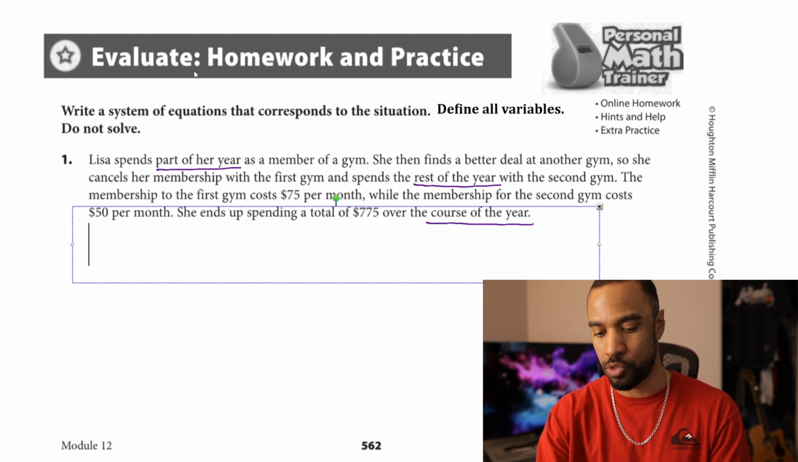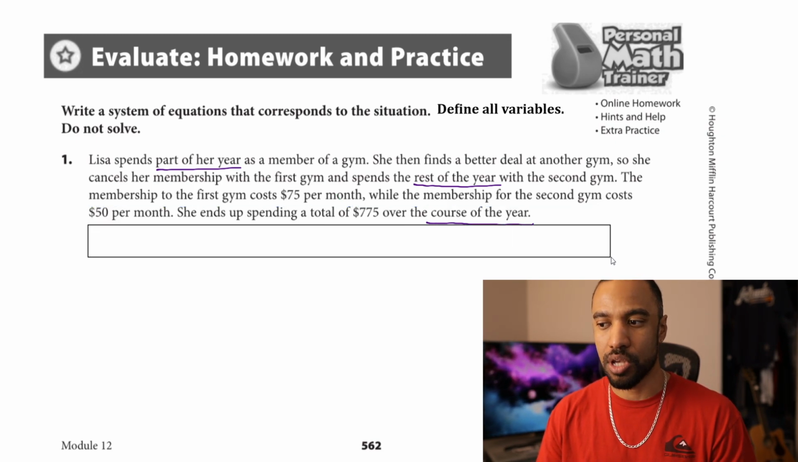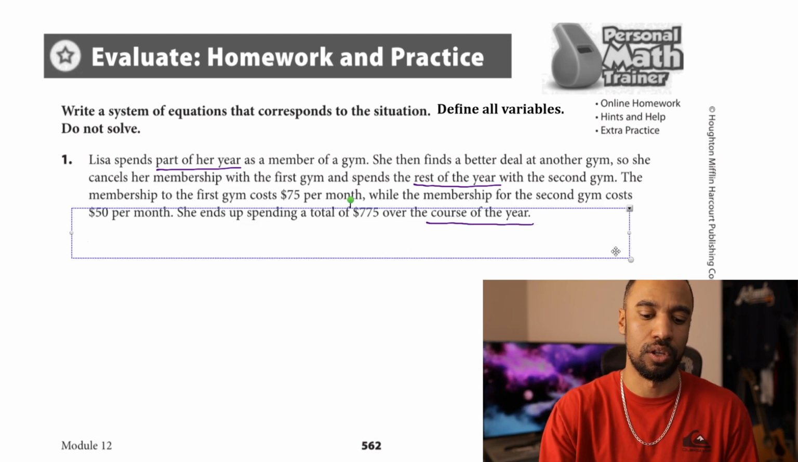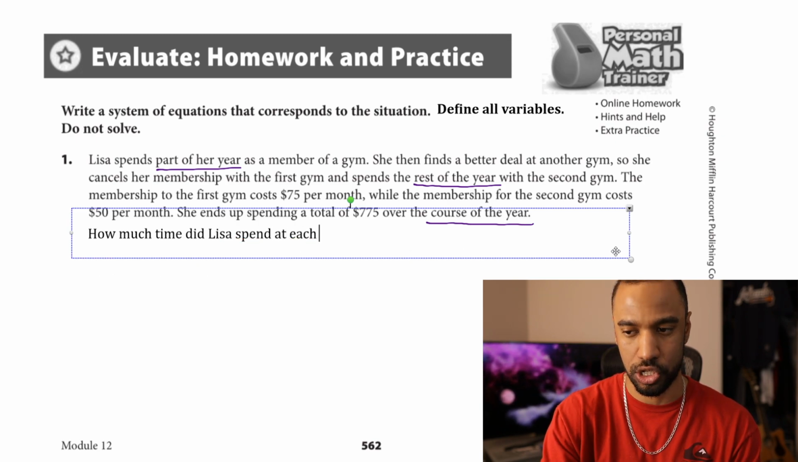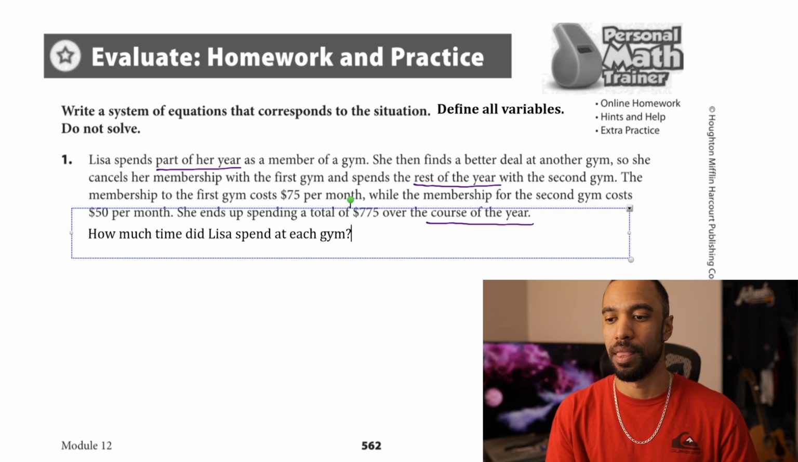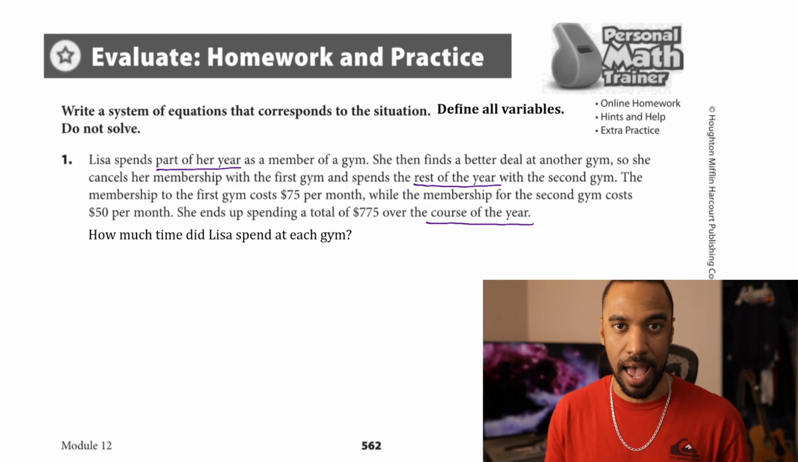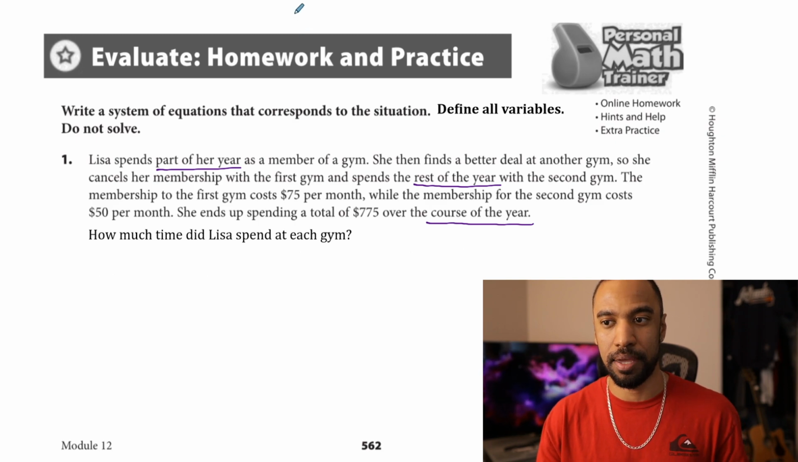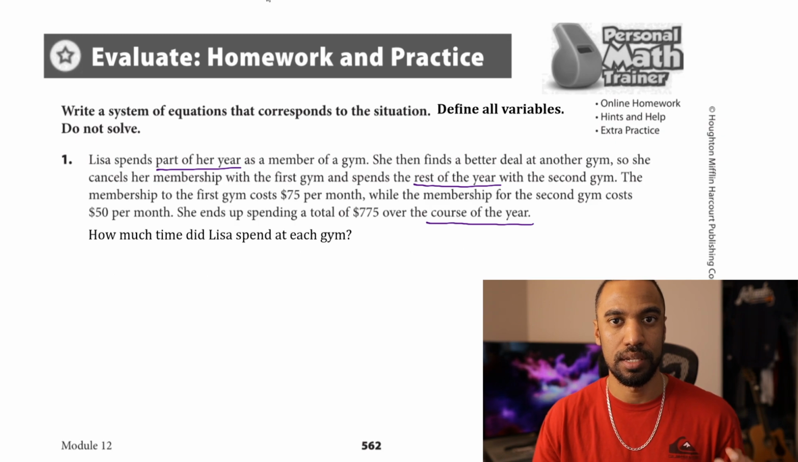Not that I'm doing the questions, not that I'm having my students write the questions down, but when you do end up solving systems, this is the kind of stuff that you want to look at. How much time did Lisa spend at each gym? At each gym, not either gym. How long was she a member at each gym? And that's kind of the big question being asked, and that's important to know because that helps you define your variables.